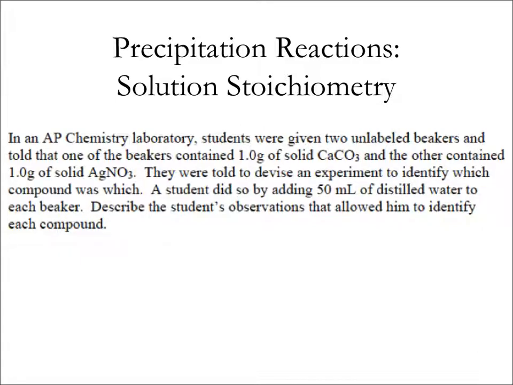So this first little snippet here, in an AP chemistry laboratory, students were given 2 unlabeled beakers and told that one of them contained 1 gram of solid calcium carbonate and the other contained 1 gram of solid silver nitrate. They were told to devise an experiment to identify which compound was which. A student did so by adding 50 milliliters of distilled water to each beaker. Describe their observations that allowed them to identify each compound. So think about this for a second.